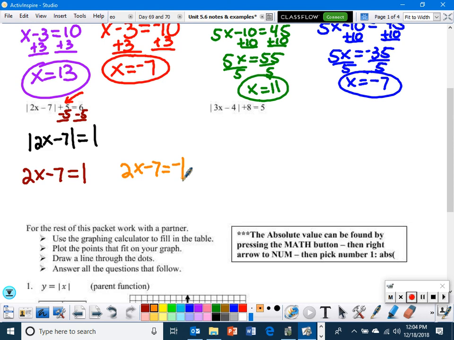Okay, go through the steps. I'm not going to show all the details for this. So on this one, we're going to add 7. And then divide by 2, so one of the answers is 4. Okay, now the other one, I'm going to add 7. Divide by 2. That's a positive 6, not a negative 6. So the final answer is 3.